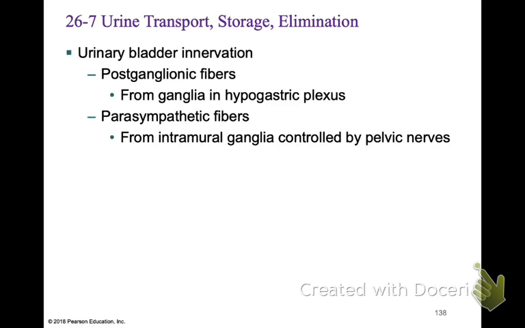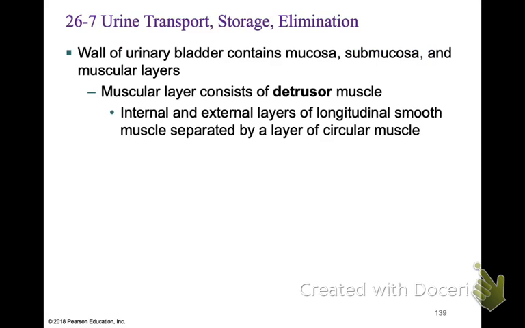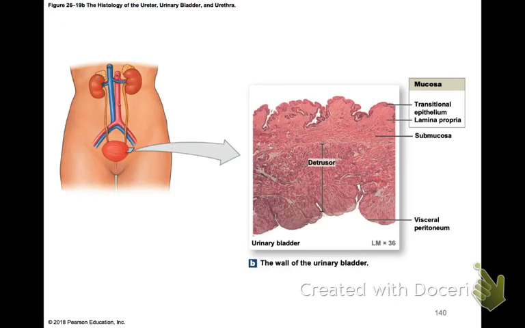The innervation of the urinary bladder: you've got sensory fibers which respond to the stretching of the bladder, and then you have parasympathetic fibers to control contraction of the bladder, and these are by pelvic nerves from the hypogastric plexus. The wall of the bladder has the layers mucosa, submucosa, and muscular layer. The detrusor muscles, remember, are bundles of muscle which kind of separate out as the bladder expands.